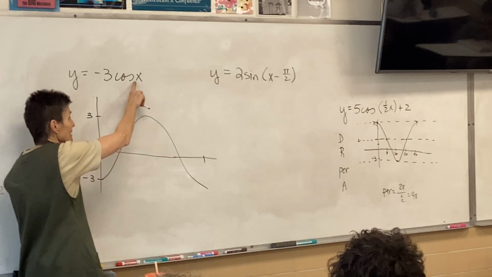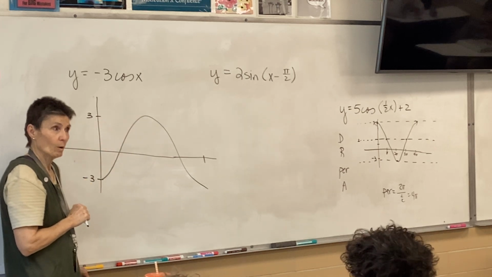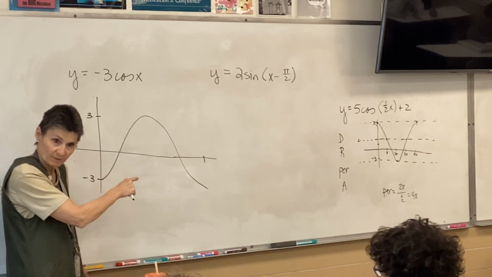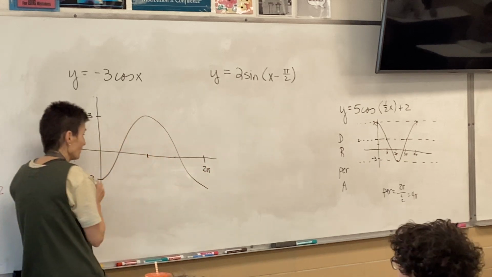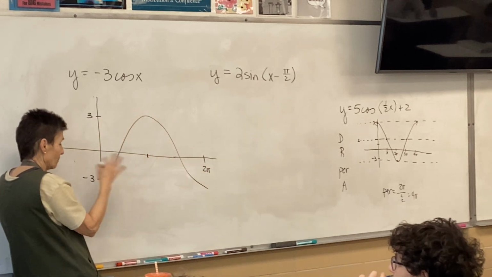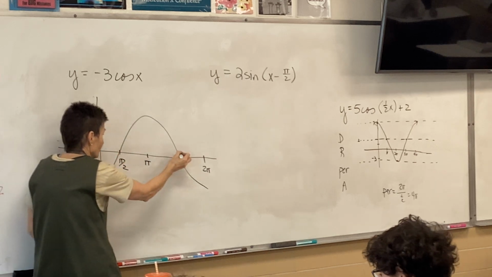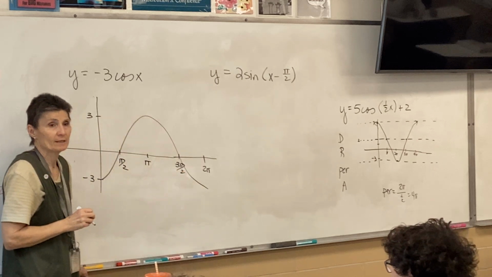Have I done anything to change its period? Nope, so what is its period? 2 pi. So from start to finish is 2 pi, so this must be 2 pi. Right here, the top of the hill, the middle of the whole thing, would be pi. And pi over 2, and 3 pi over 2. Now, what did I do there that confused you?